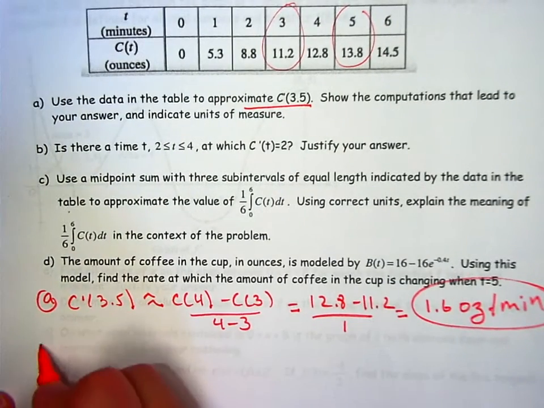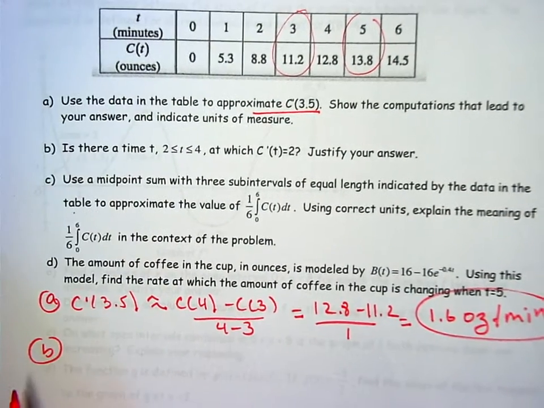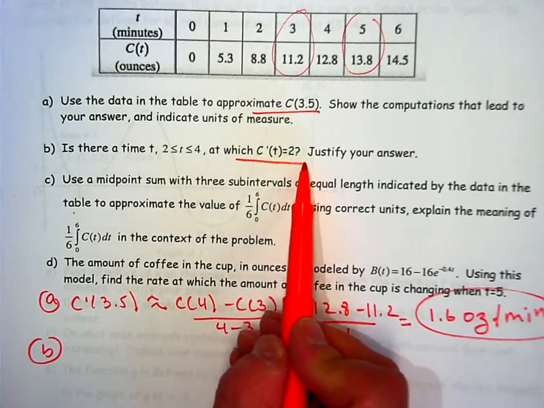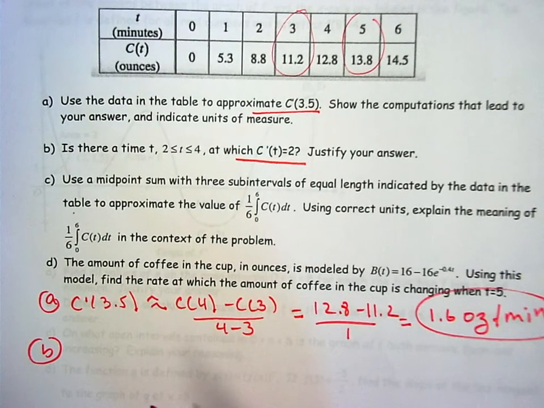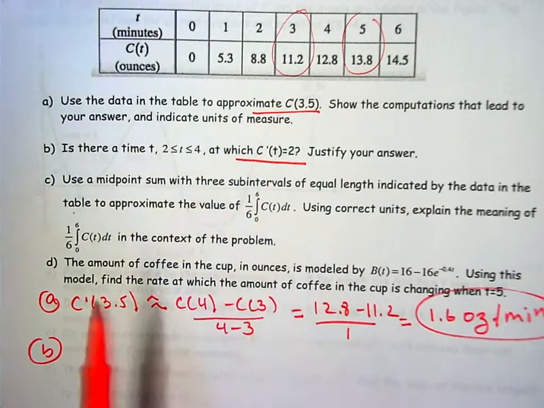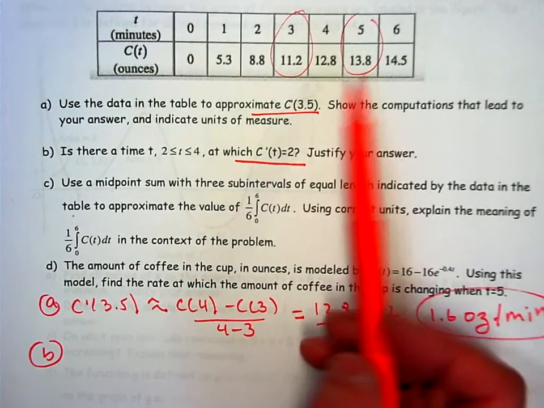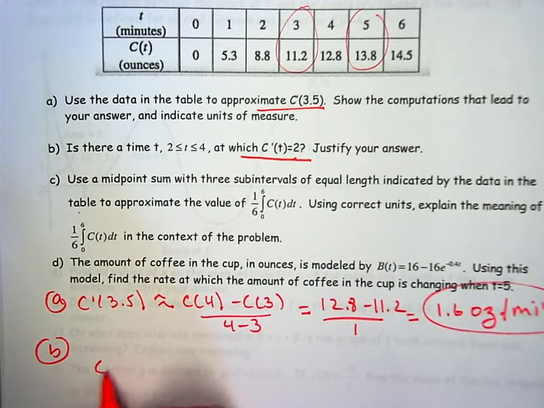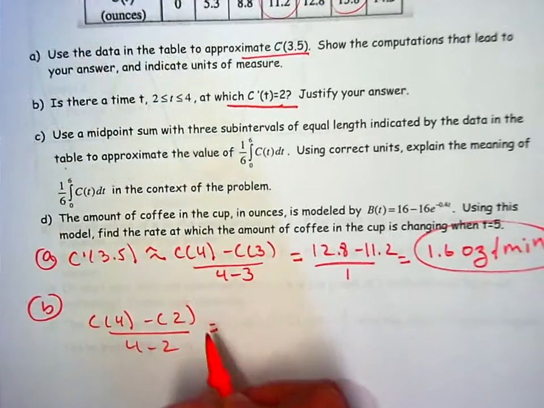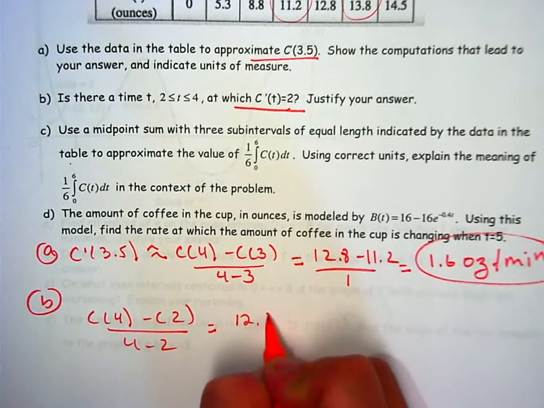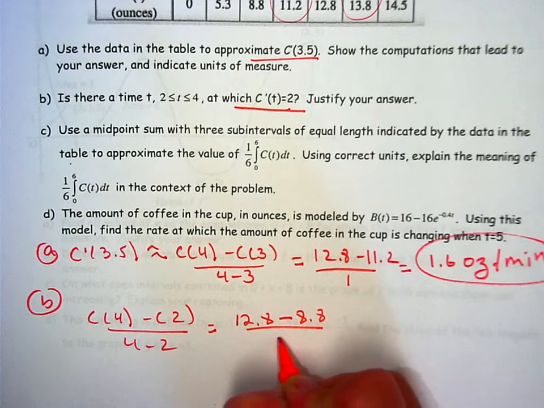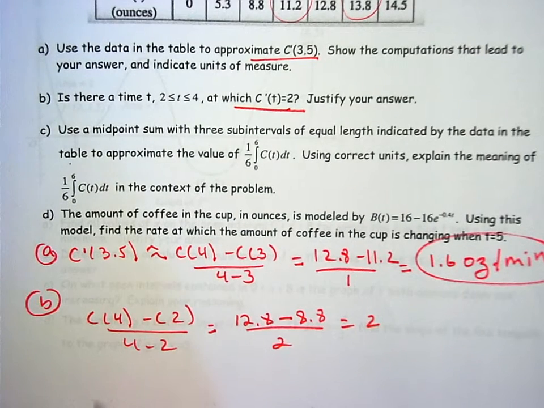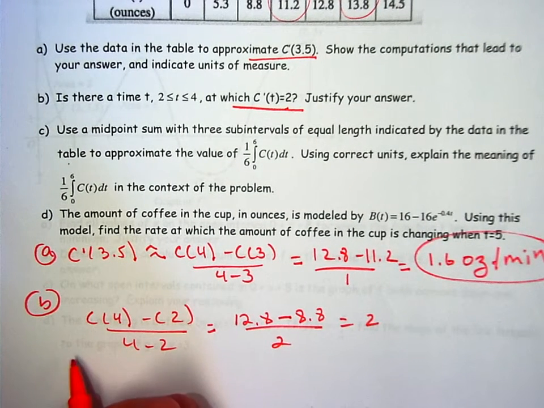Part B, is there a time at which C prime of t is equal to 2? You do not know what the exact value of the derivative is and if it's equal to 2, but what you notice is that C of 4 minus C of 2 over 4 minus 2, if you calculate that, it's 12.8 minus 8.8 divided by 2. This is 2.